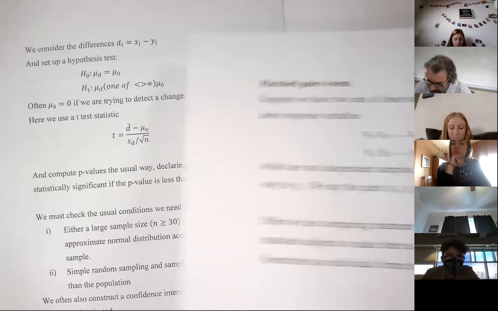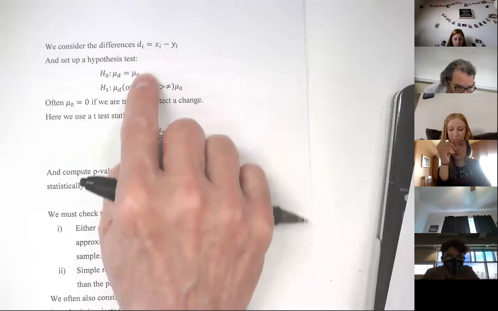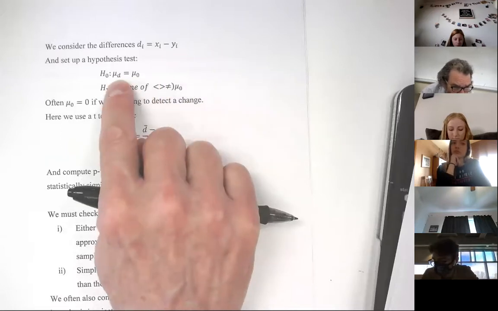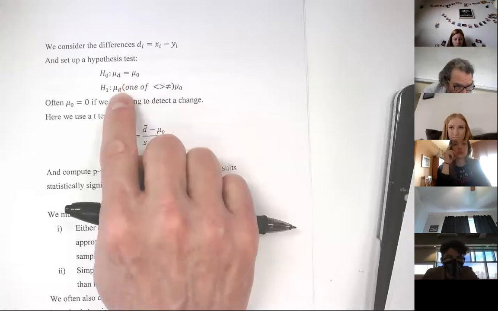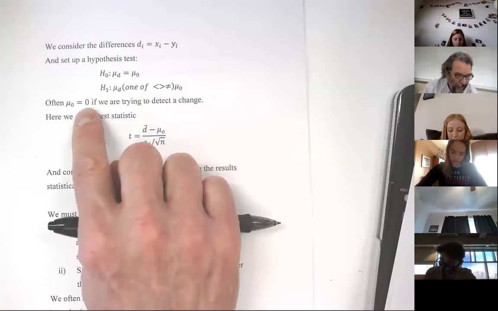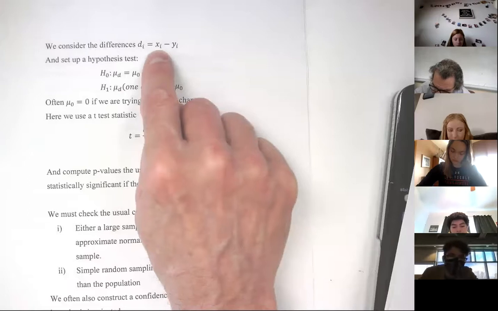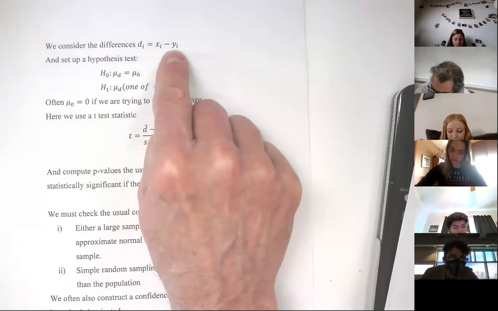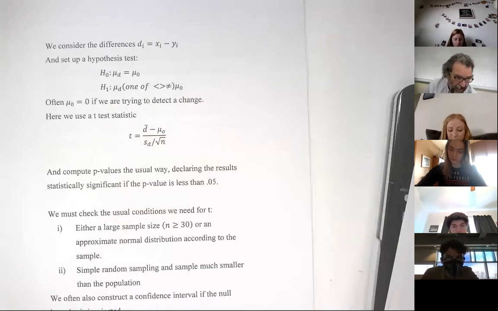How does it work? We consider the differences. Di is xi minus yi. We set up a hypothesis test. The null hypothesis is that the long-term mean of those differences is some number, and the alternative is one of the three kinds. Often the null hypothesis is that the mean is 0, because we're trying to detect a change. So if the treatment had no impact, then the long-term mean of the difference between the treatment group and the placebo group should be 0. And we could see if it is or not by putting 0 here and seeing if we can reject that null hypothesis.